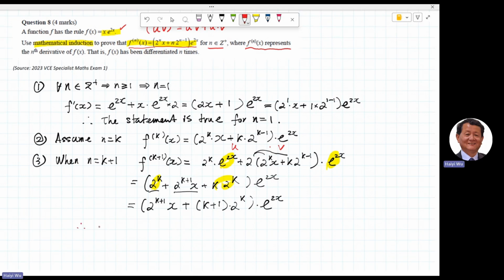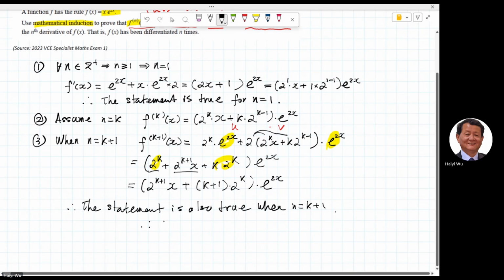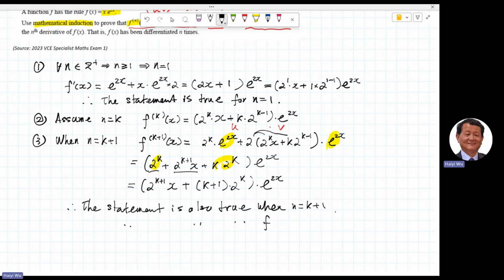So therefore the statement is also true when n equals k plus 1. So therefore the statement is true for any n. So QED, proof.